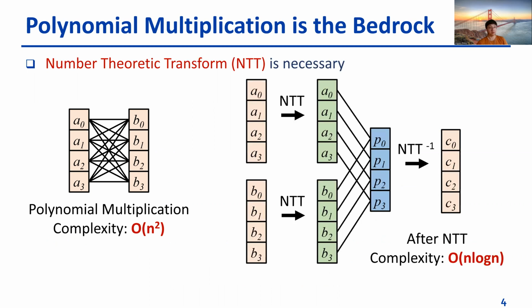In implementation, number theoretic transform, or NTT, is always adopted to reduce the computation from n squared to n log n. For example, polynomial A and polynomial B will first be transformed into the NTT domain, then perform dot multiplication, and then perform inverse NTT to get the result.